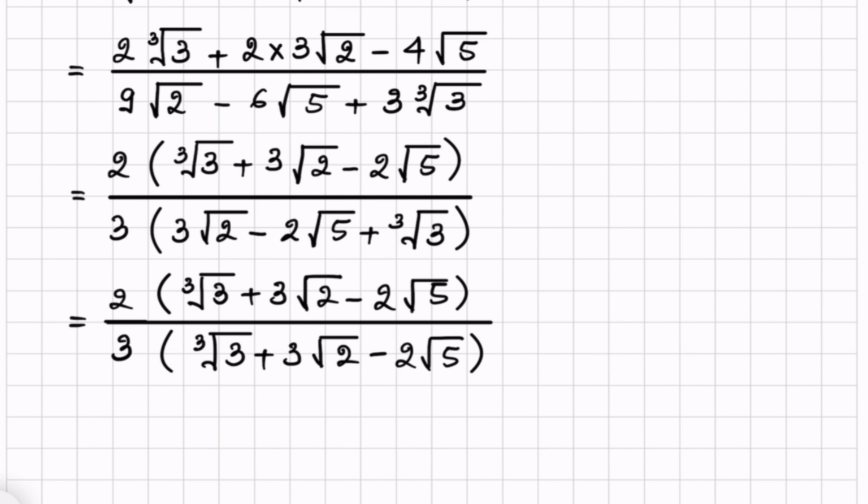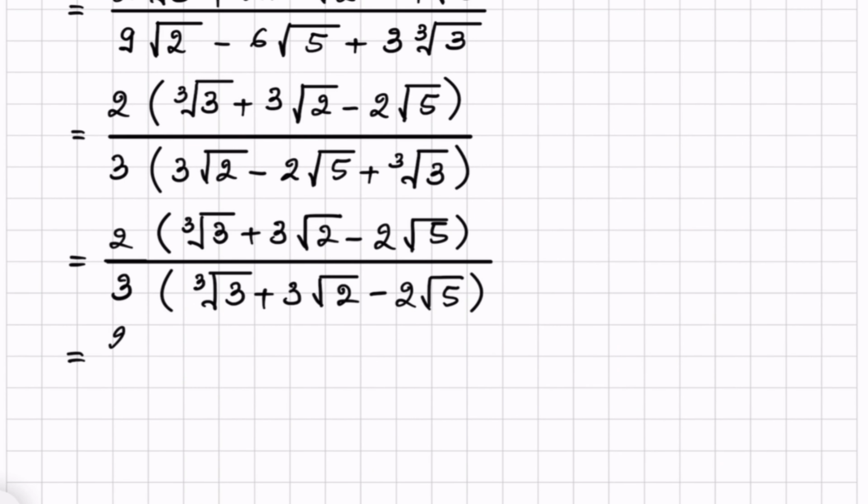Now it is easier for us to see that this number equals this number, so we will cancel it out, and then the answer will be 2 over 3. So finally we have solved that the expression A here is equal to 2 over 3.